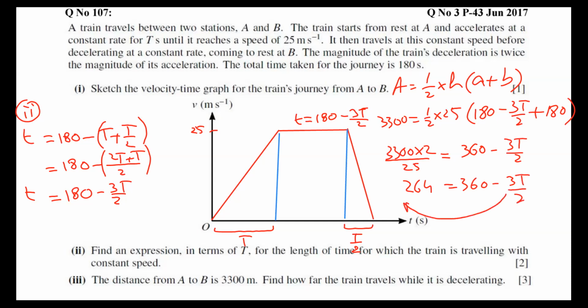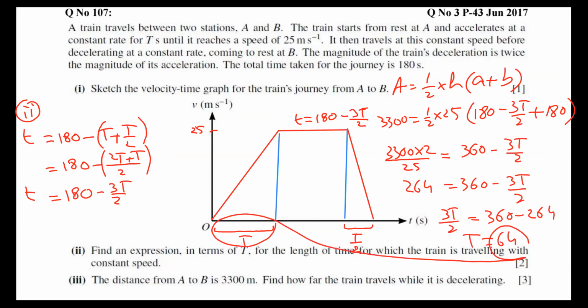This whole thing comes this way, and this whole thing goes to the other side: 3t by 2 and 360 minus 264. When I subtract, I get 96. So 96 into 2 divided by 3, I get 64. It means this is 64 seconds, and 64 divided by 2 becomes 32 seconds.